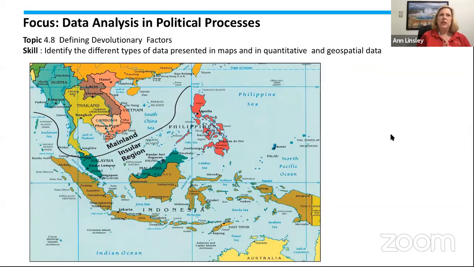All right, so we continue looking at data. Let's look at the political unit. In the political processes, we look at where places are, why they begin to fall apart. We talked about this the other day. And we looked at what causes island nations to have devolutionary factors. Well, what's the data showing me?